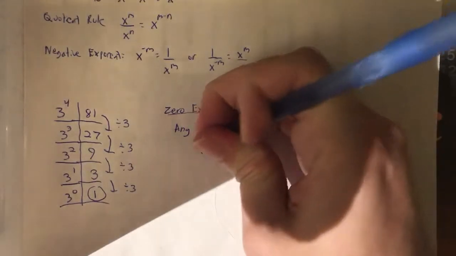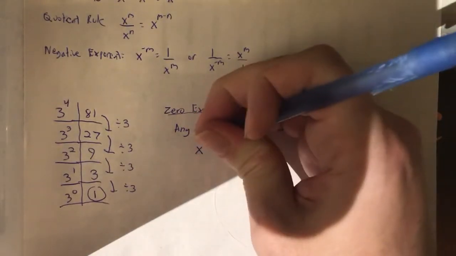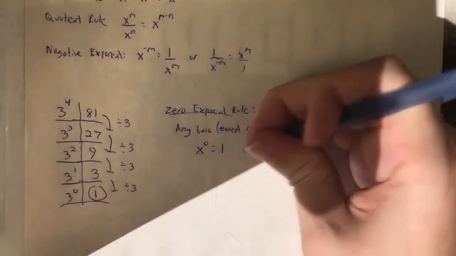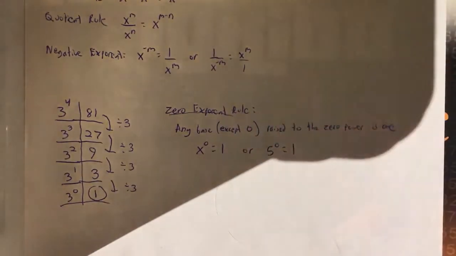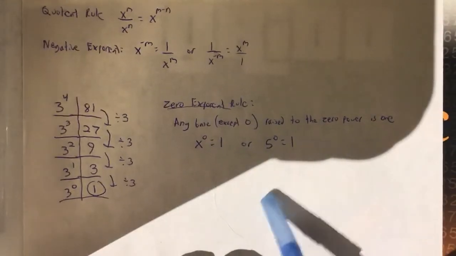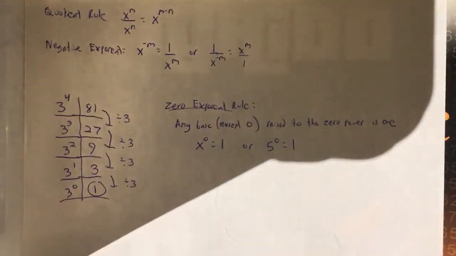It looks like this: x to the 0 equals 1. Or I can do 5 to the 0 equals 1. Those are some examples. So that is a very important rule. If you ever see something raised to the 0 power, you can automatically make it 1, unless the base is 0, and you're not really going to see that as a trick question. So that's the 0 exponent rule.